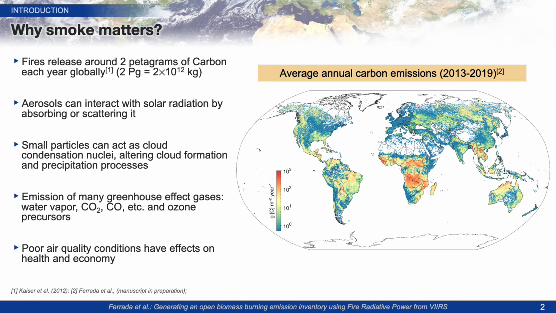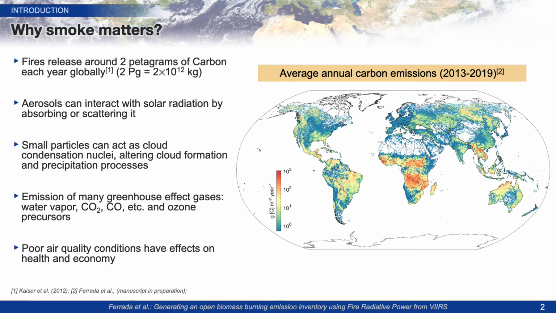Why do we care about the smoke in the atmosphere? Well, globally, fires are responsible for the release of around 2 petagrams of carbon emissions each year. In this figure, you can see the major regions that contribute the most to biomass burning emissions. Many of these fires are man-made burns that happen seasonally every year. Among all the gases released, you also have several greenhouse gases, such as carbon monoxide, carbon dioxide, methane, water vapor, etc., that contribute to global warming.